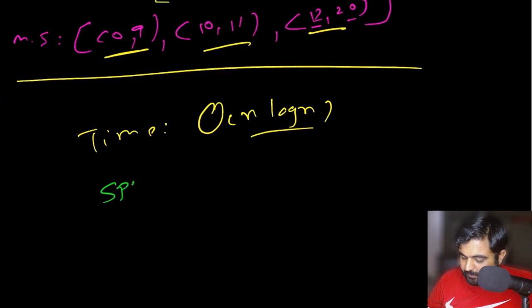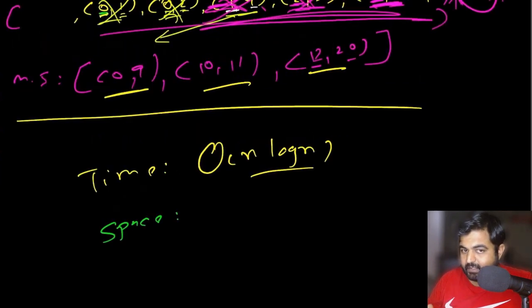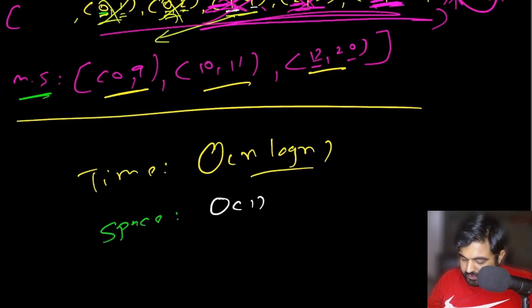If we see space complexity, now this is debatable. You can argue with your interviewer that because we are creating a new array, we can consider space complexity to be big O of n, or if the answer by itself needs us to create a new array, then we can consider the space complexity to be big O of 1. So this is debatable. You can discuss with your interviewer what you want to do to solve this problem.